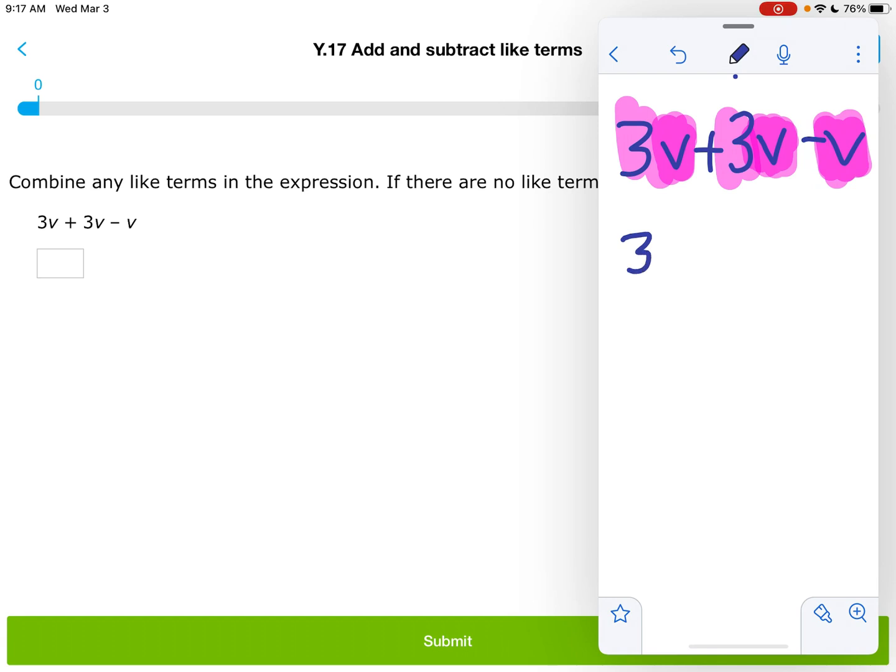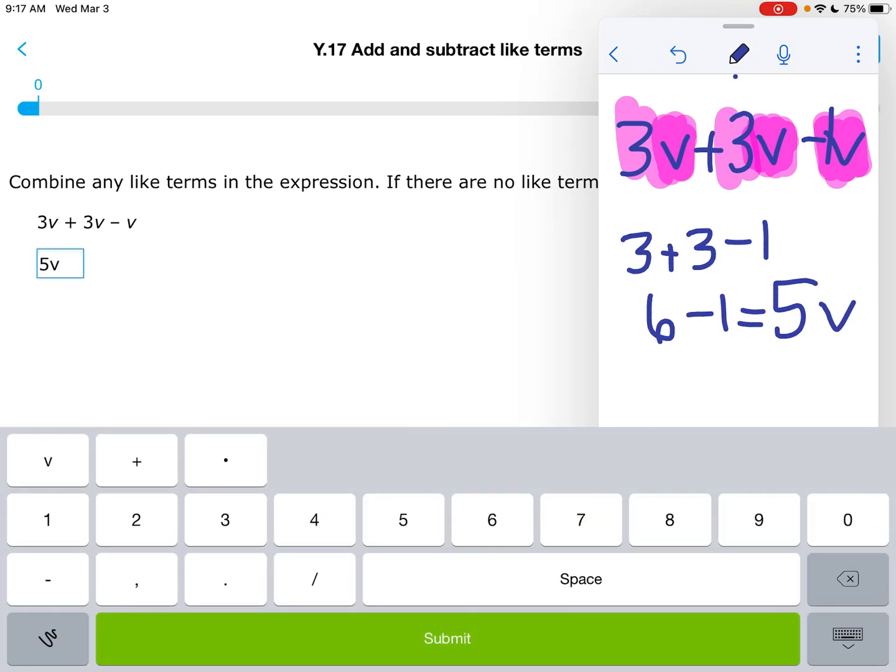Okay, so what we can do is take 3 plus 3 minus 1. Since there's no number in front of our v, that's just like 1. Okay, so 3 plus 3 is 6, minus 1 is 5. So our answer is 5v. We need to make sure we're adding our v on the end. Okay, so 5v.